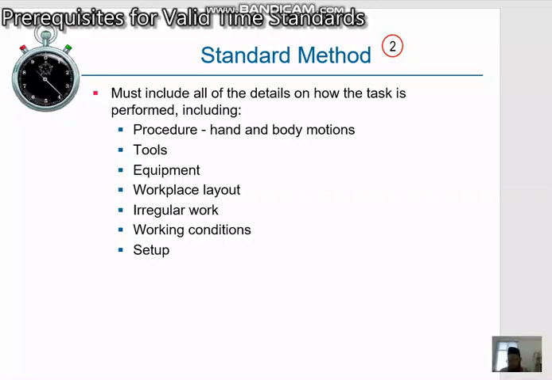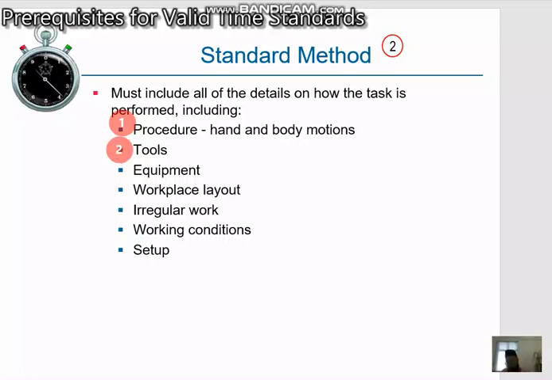So the standard method should include the following details about how a task is performed. This is the minimum required information that should be in the standard method document. First, the procedure. Action and motion used by the worker. This is best described by listing the work elements that comprise the work cycle from the start to the end of the task or process.